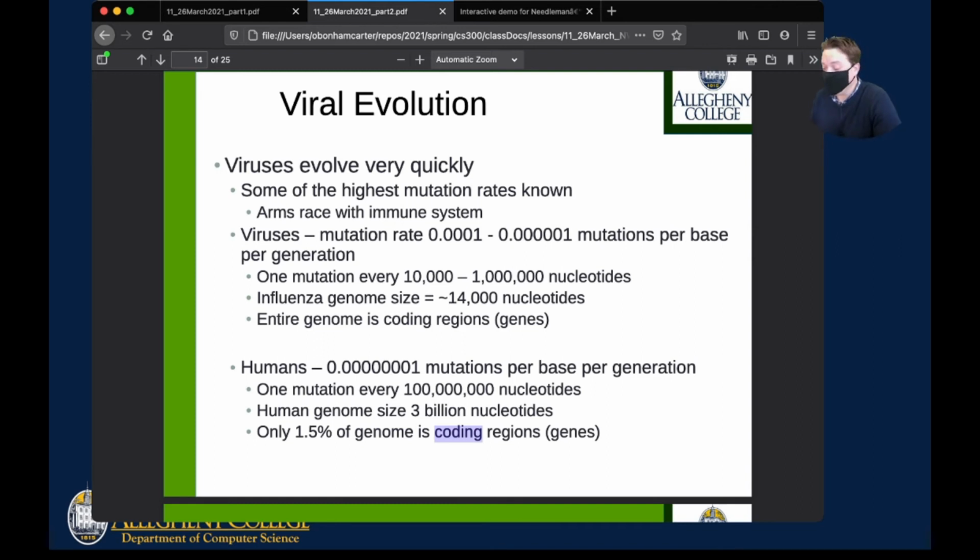You do get errors. But for viruses, it happens all the time, and they have much less vacant space. In other words, the entire genome is all genes. When I say vacant space here, it's like they don't have junk DNA. It's all genes, and so anytime they get a mutation, seemingly anywhere, it's a change to their protein development in some way.